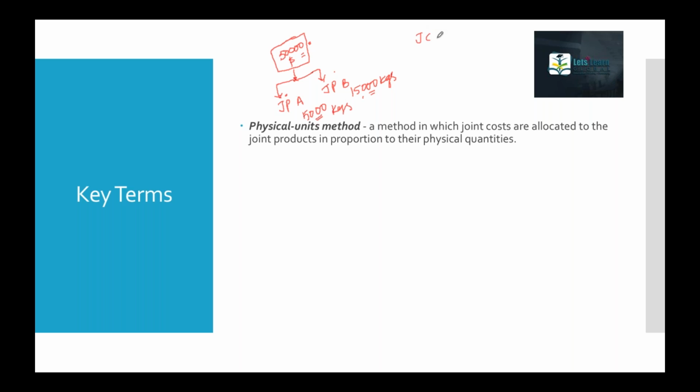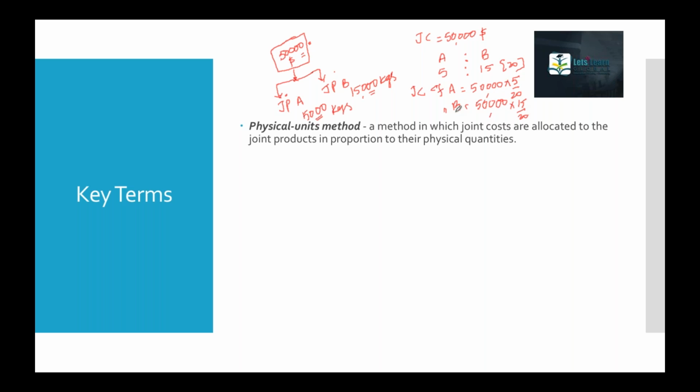So here the joint cost is 50,000, which should be allocated to the joint products A and B. What is the method? Physical units method, 5,000 is to 15,000. The total is 20, 5 plus 15. So joint cost of A equals $50,000 times 5 divided by 20, and joint cost of B equals 50,000 times 15 over 20.